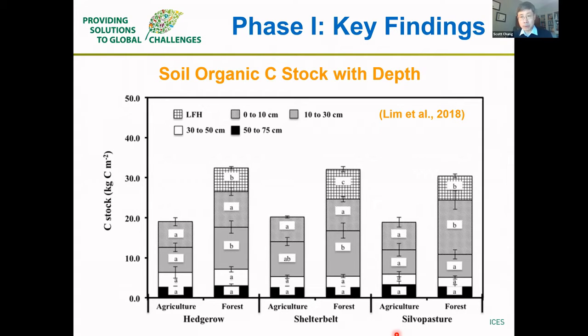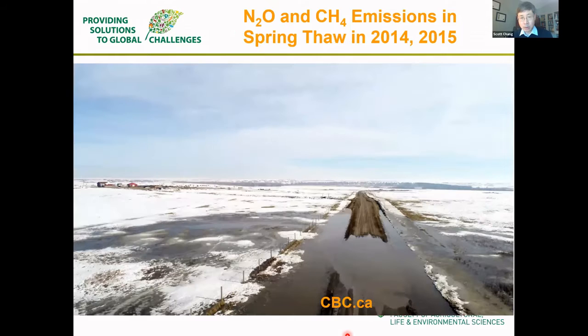And so the trend is still clear that in the forest land use, in each of these agroforestry systems, there's a lot more organic carbon being stored. And that again is across 36 different sites.